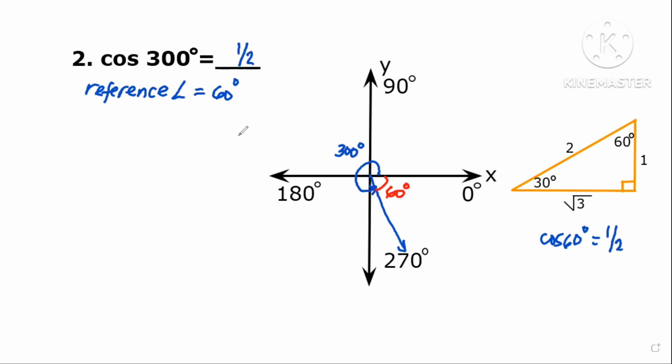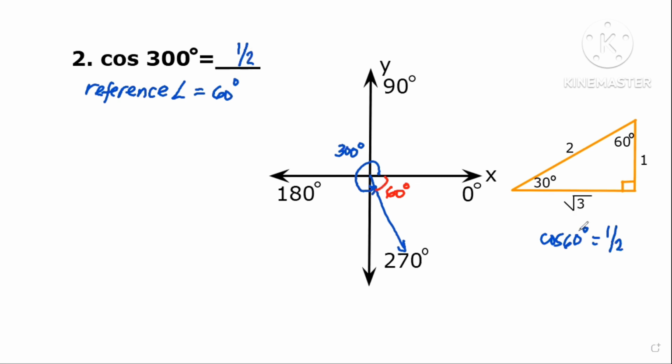Now, all we need to do now is to check the sign, no? Pareho ba sila ng sign ni 60 o magkaiba po sila? Tingnan po natin kung nasa anong quadrant sila. 300 degrees is in the fourth quadrant, no? And cosine is positive in the fourth quadrant. Bakit po? Kasi positive po ang x natin dito. Nasa right side yung x natin. So this is also positive 1/2.